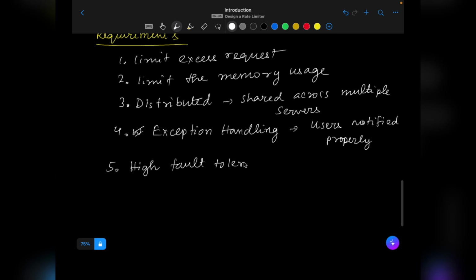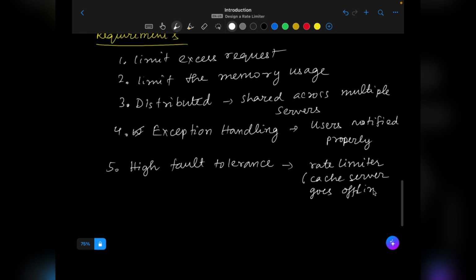So suppose the rate limiter is not working or the cache server goes offline, your entire system should not be affected. Entire system should be up even if the rate limiter is down. So these are the requirements which we can enlist from the above questions which we have asked the interviewer. So by this we now have an idea how we are going to design our rate limiter.